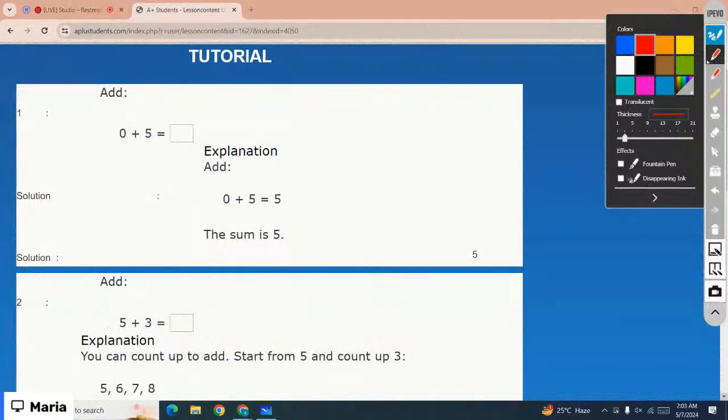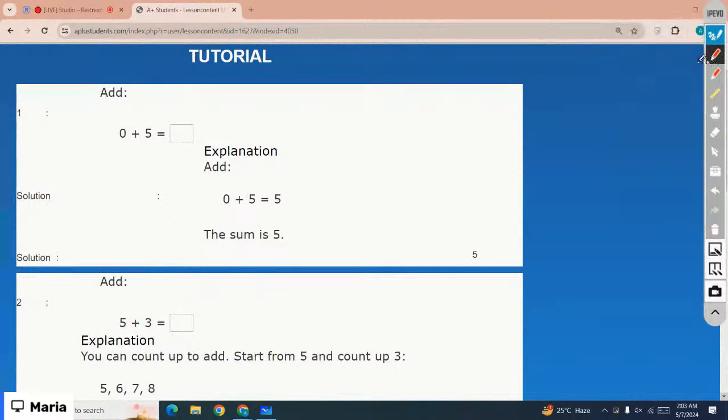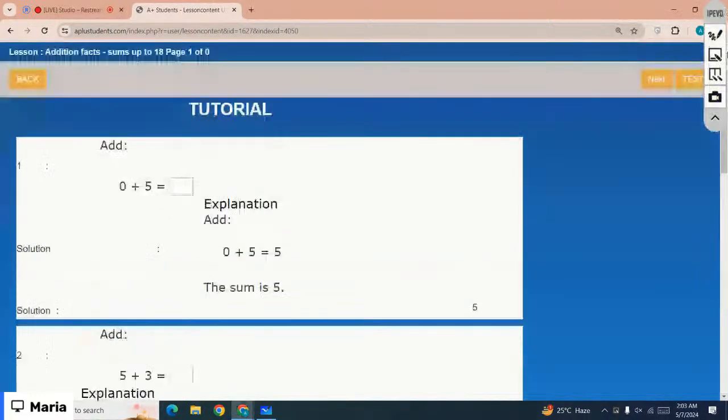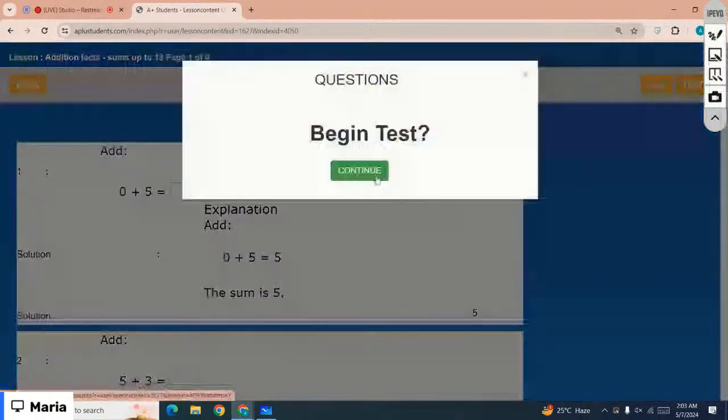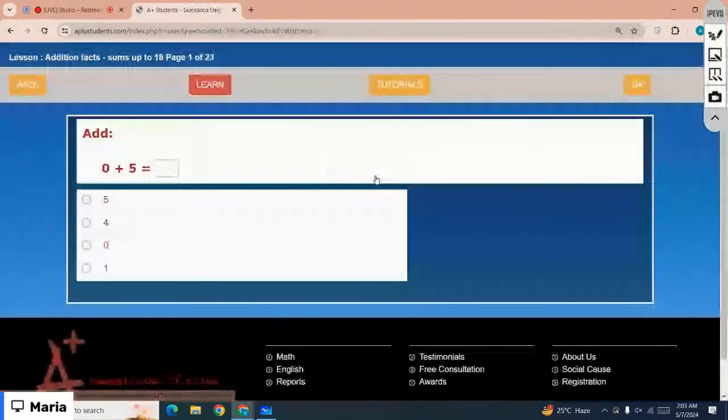So let's just start with the practice question. The basic thing here is you must know how to add, right? Because we're working on the addition. So the basic thing here is that you can use the method you find easy for you.